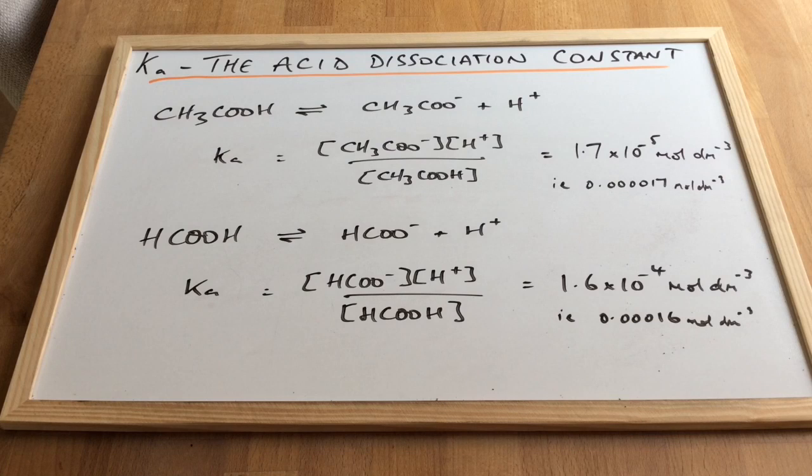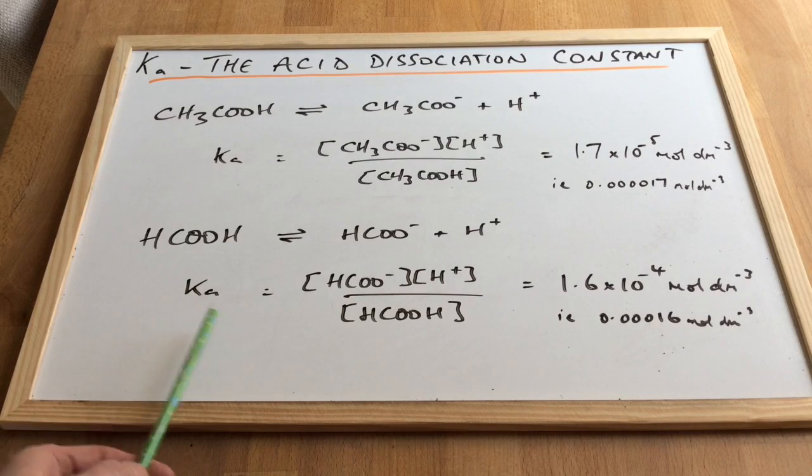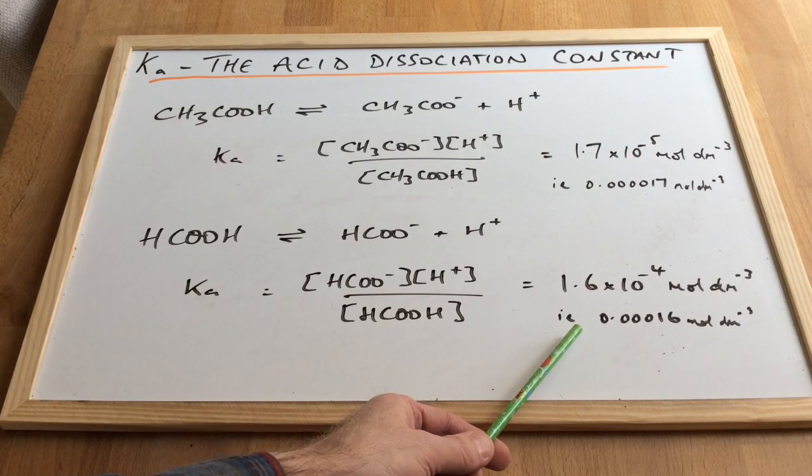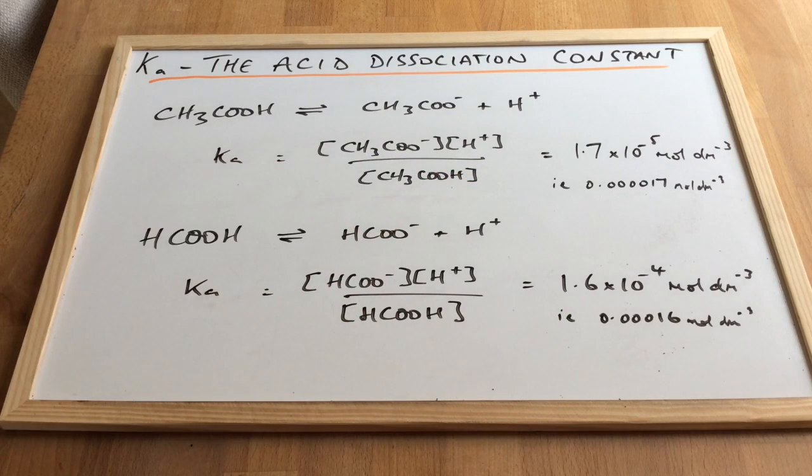So what's the significance of the Ka values for these two acids? Well, the Ka for methanoic acid is actually a larger number than the Ka for ethanoic acid, and so that's telling us that methanoic acid must be a stronger acid. It must be more dissociated.